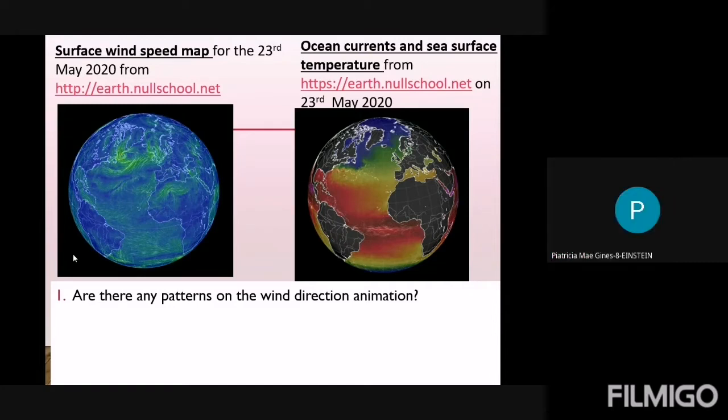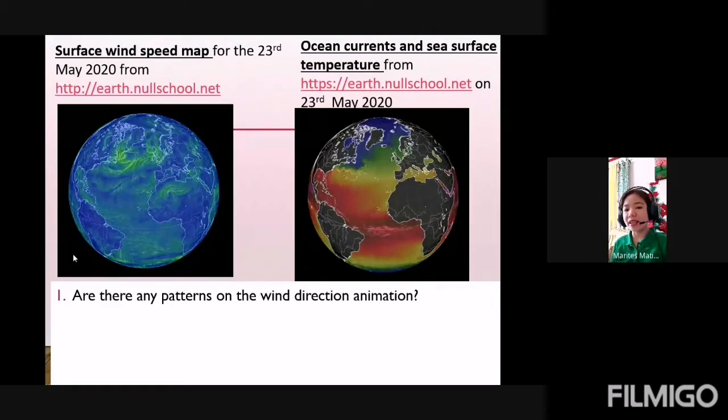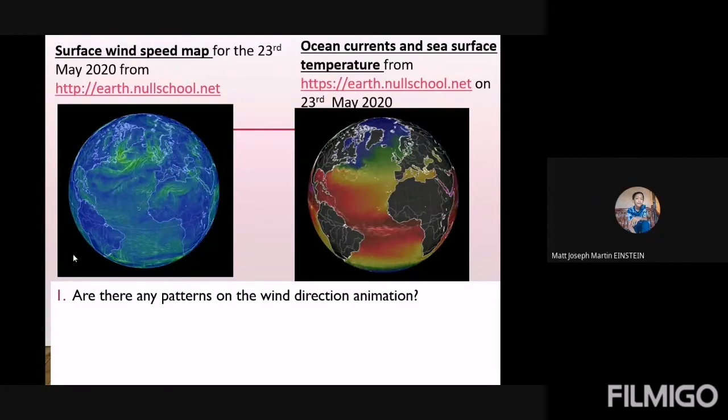Yes po. Sabi nila, yes. Bakit nyo nasabing yes? Ma'am, paswirl po yung movement ng green. Okay, thank you, Matt. How about the others who said yes, there are patterns on the wind direction? Si Matt lang ba yung naka-observe? Ma'am, para po siyang counterclockwise.